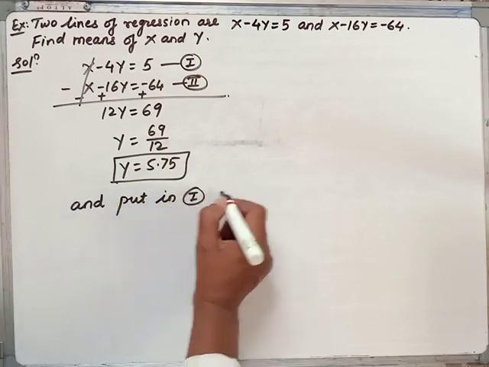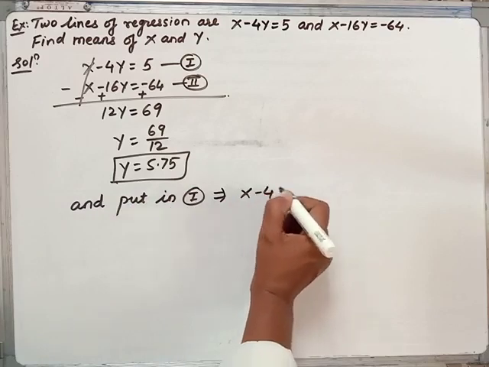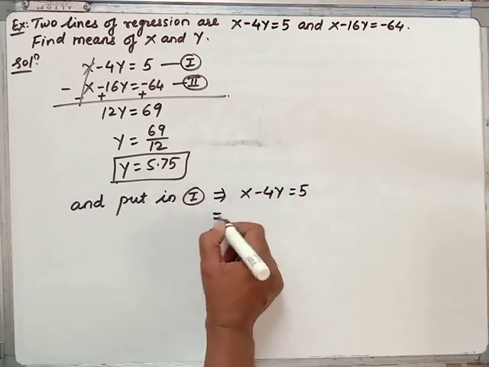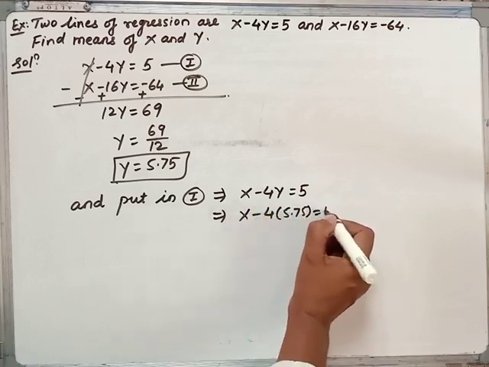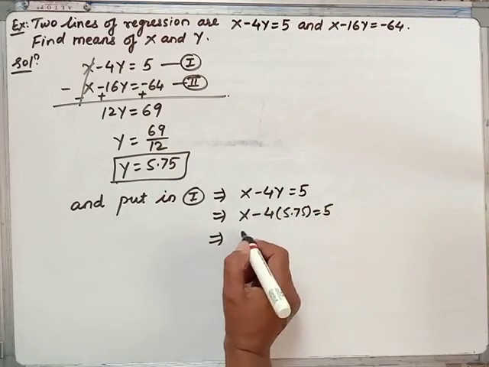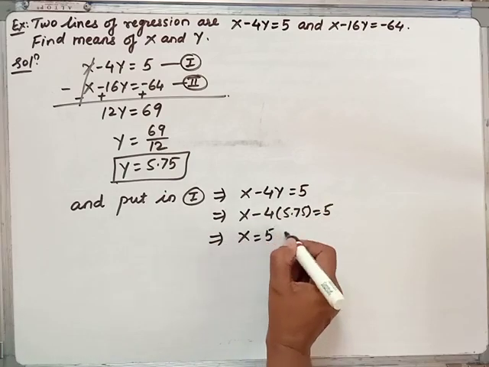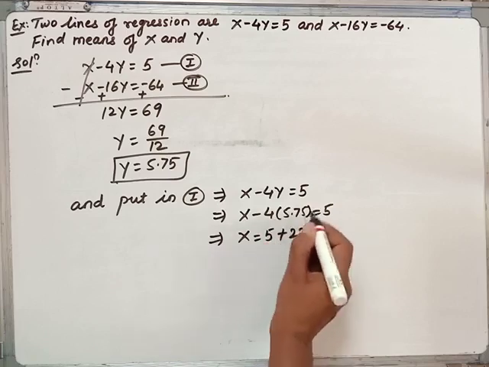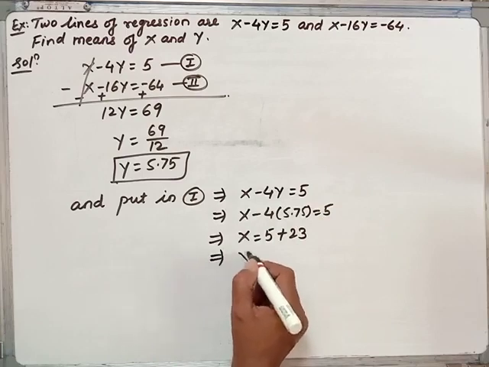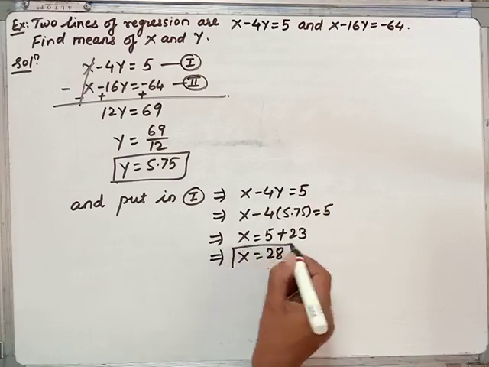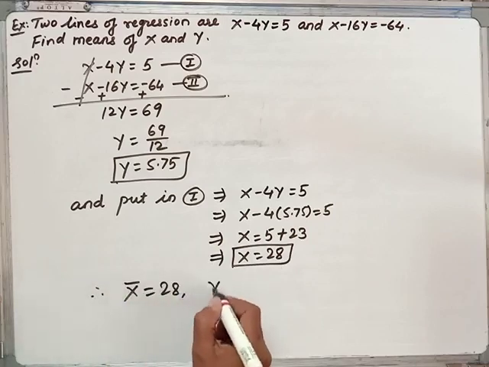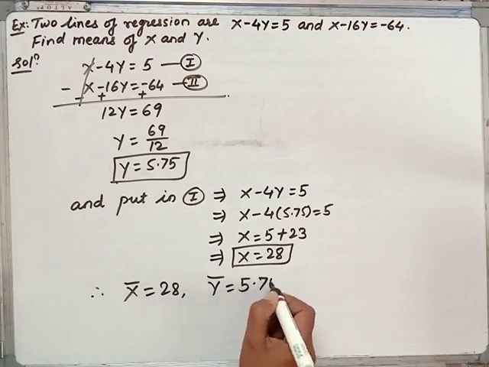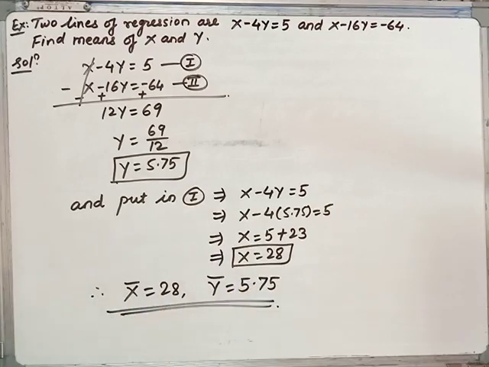and put in 1, suppose we put in 1, what we get? x minus 4y is equal to 5. So that is x minus 4 times 5.75 equal to 5. So it will be x equal to 5 plus 23. This is 23. You can check. And that will be x is equal to 28. Therefore, we get x bar is 28 and y bar is 5.75. This is the final answer here. A simple question, 2-mark question is this. Okay, remember it.